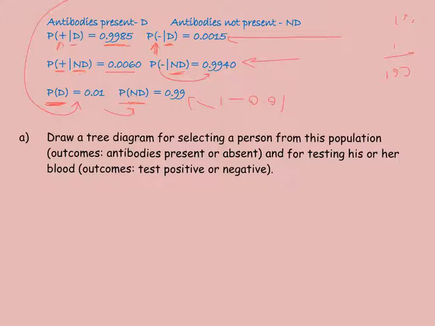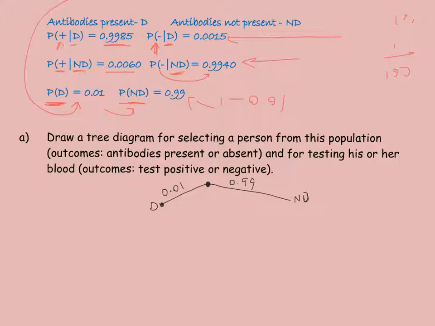So let's draw the tree diagram for this particular problem, not the Venn diagram. So we start off with a general person from the population. It's possible that they have the disease or they do not have the disease. So disease, no disease. There are only two possibilities. With a probability of 0.01, the person has the disease. With a probability of 0.99, the person does not have the disease.